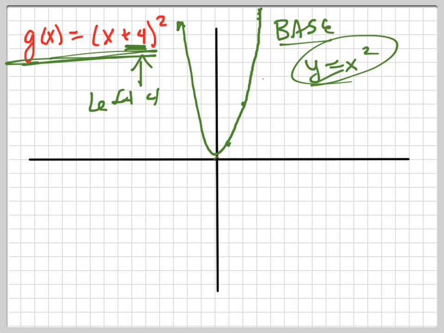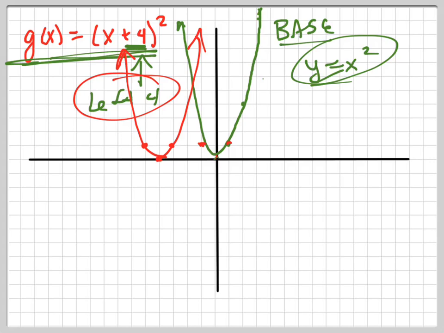This point right here at 0, 0 is now negative 4, 0. This point which was 1, 1 is now negative 3, 1. This point which was negative 1, 1 is now negative 5, 1, etc. So the entire graph just moves left 4. That's the transformation. So the transformation for that graph is left 4.